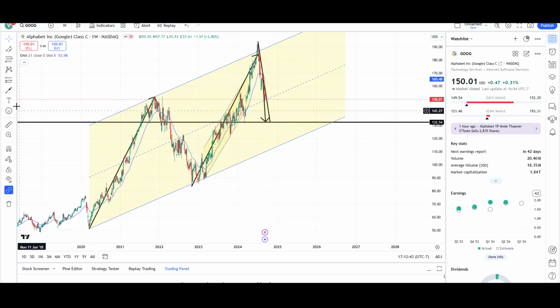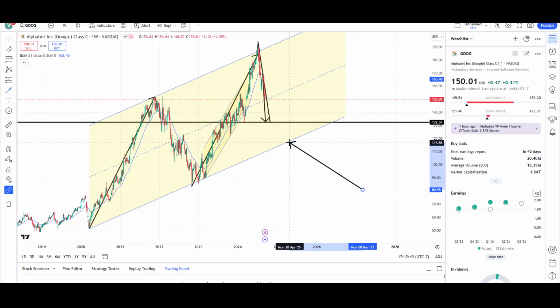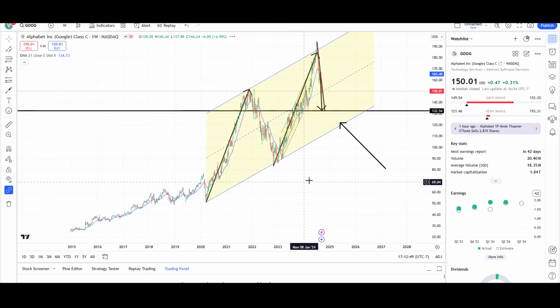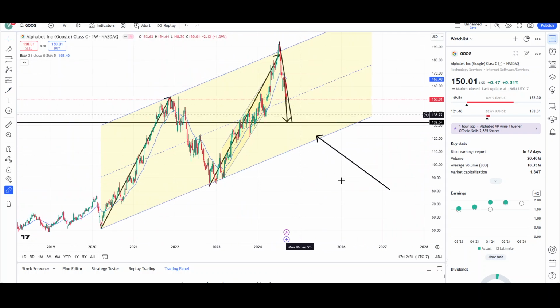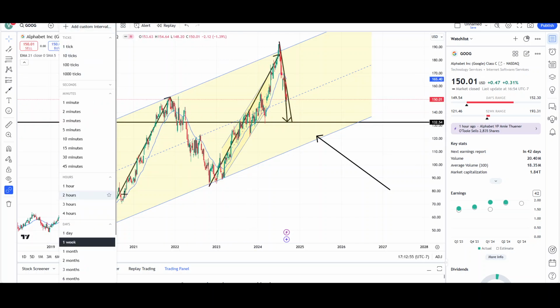We're looking for the 132, 133, and it may come back all the way down to the bottom side of this trend line. I mean, this channel. So we'll have to wait and see. But that's what the chart is telling me. It's telling me it's bearish, and it looks like the uptrend is over as of right now. And there's a good chance we can see more downside.